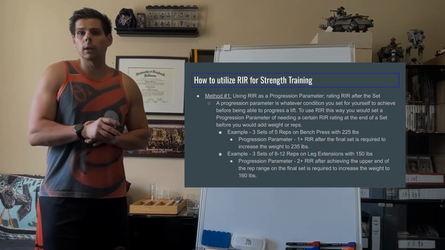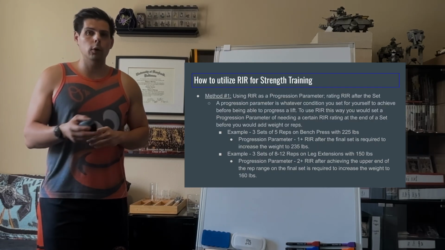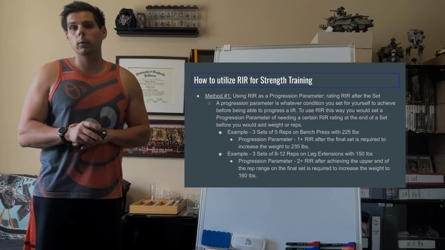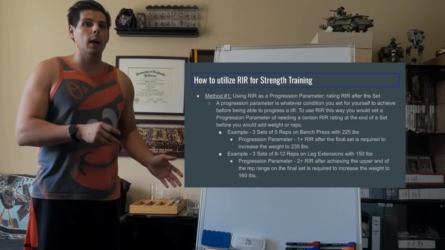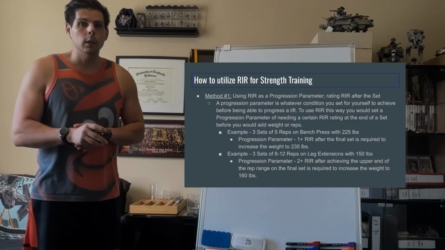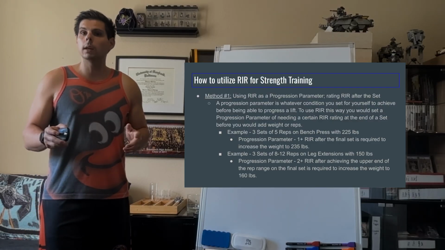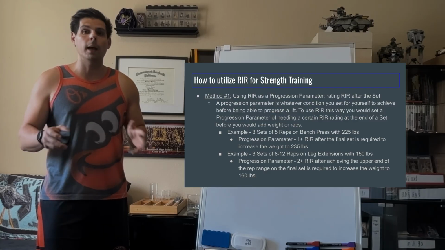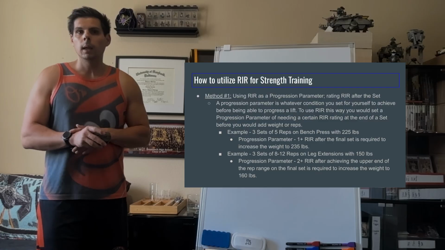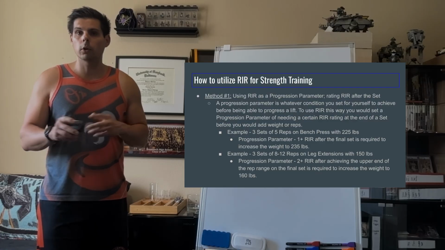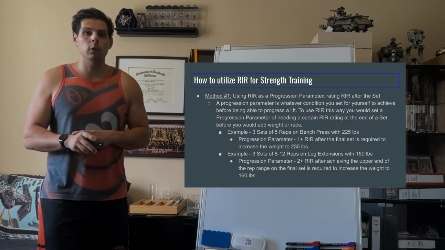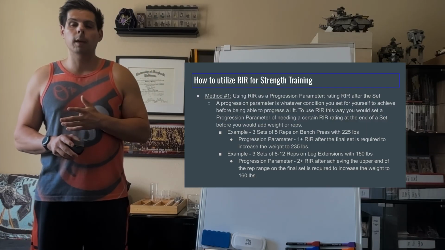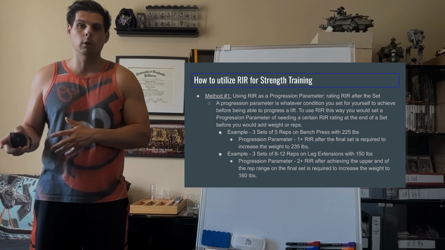So how can we utilize RIR for strength training? The first method is to use your reps in reserve rating as a progression parameter. This is the intuitive one where you would rate the RIR after the set was over. A progression parameter is whatever condition you're going to set for yourself to achieve before you're going to progress some element of the lift we're talking about. To use RIR in this way, you would establish that you need to have a certain number of reps in reserve after the end of the set before you're willing to increase or progress something about the setup.